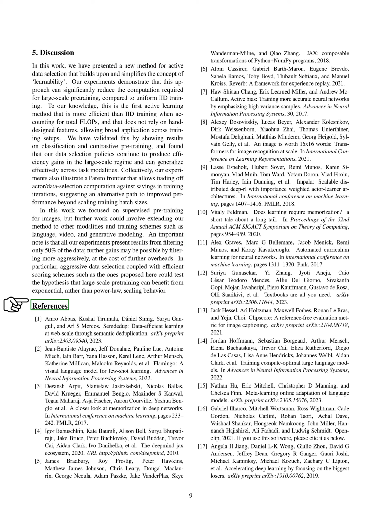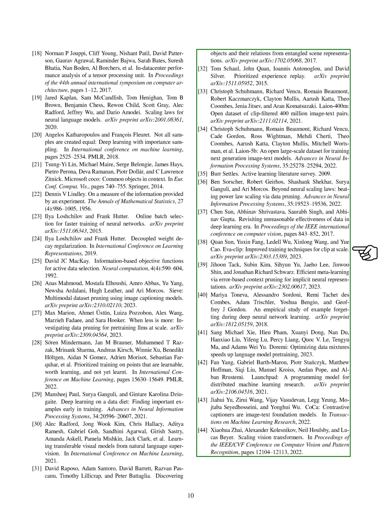The references section includes a list of all the sources we used in our research. These include works by Amro Abbas, Kushal Tirumala, Daniel Samig, Surya Ganguly, Aris Morkos, and many others. These sources cover a wide range of topics, from data-efficient learning at web scale through semantic deduplication to the DeepMind JAX ecosystem, and from active bias in training more accurate neural networks to the use of transformers for image recognition at scale.